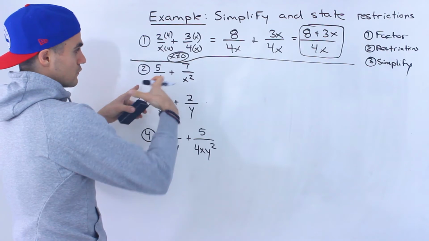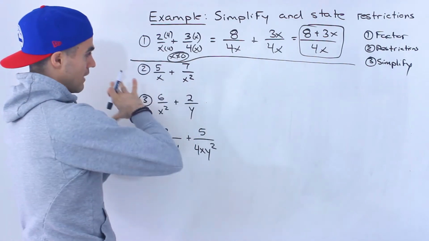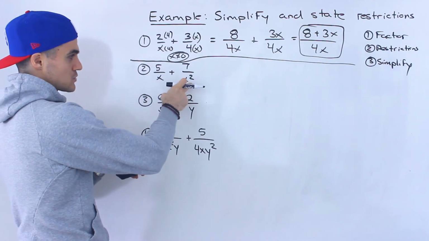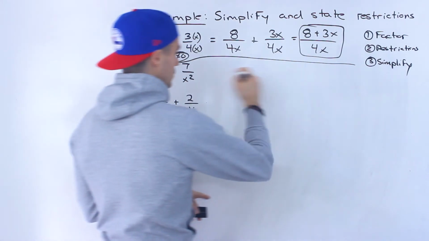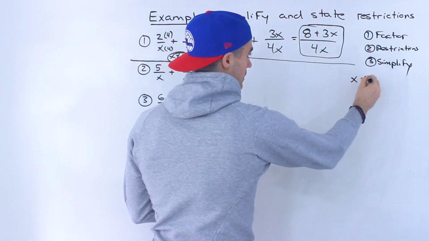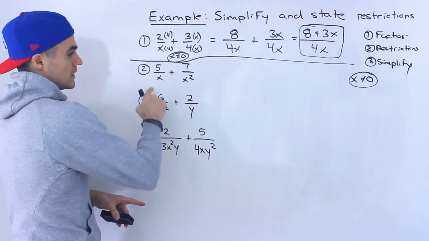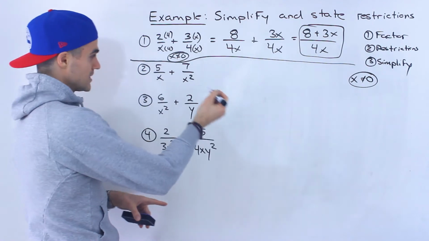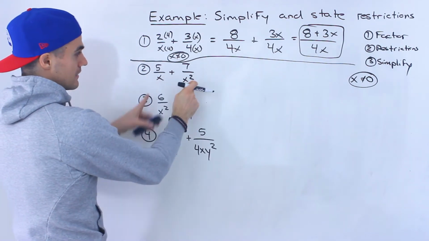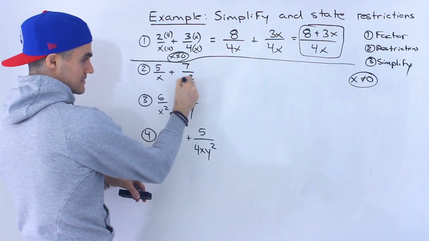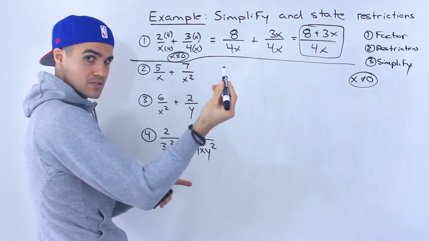Number 2, first thing you look for, can you factor? Everything is factored, and then notice that we have x and x squared in the denominator, so we know that from those two, x cannot equal 0. That's going to be the restriction for number 2. Lowest common denominator, as I mentioned at the beginning of these, it's not these two multiplied, it's actually x squared, because x can go into x squared and x squared goes into x squared.